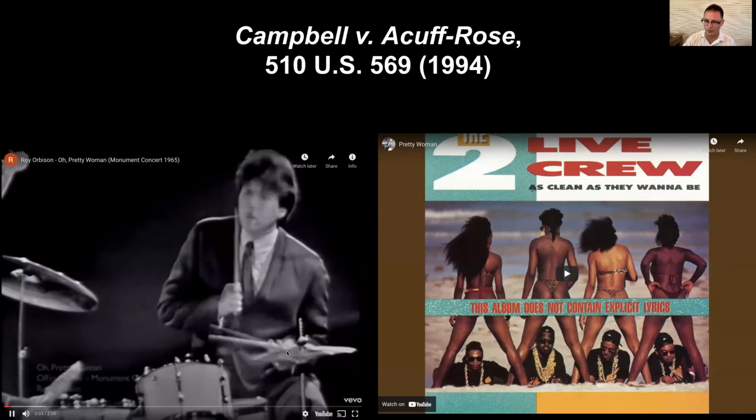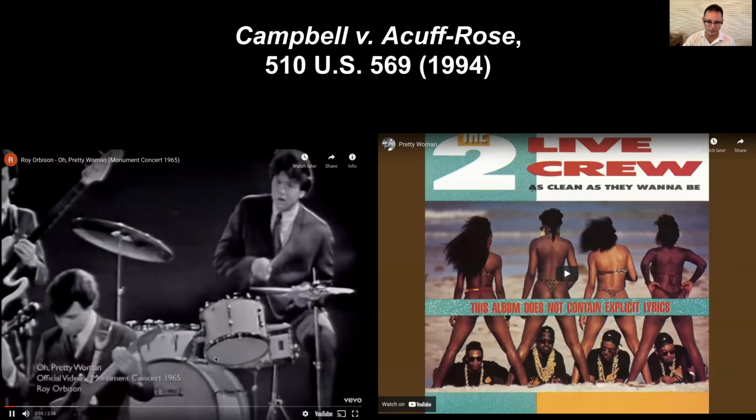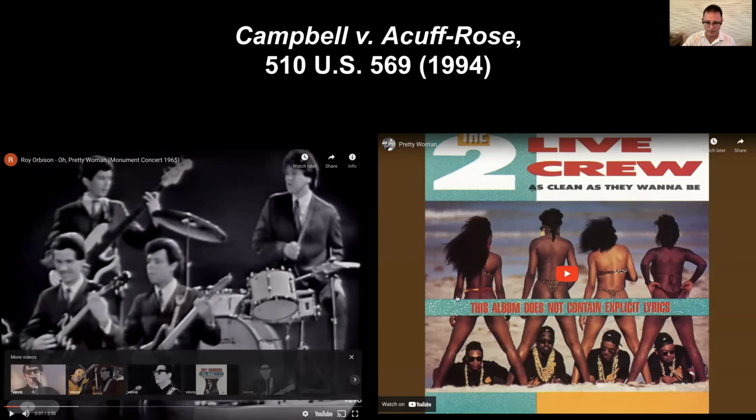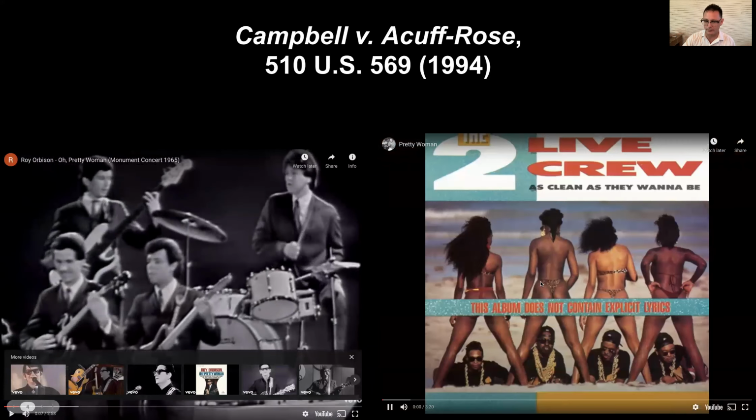segment from Pretty Woman, and you can also hear that Two Live Crew's parody version is similar in some respects, but also quite different.